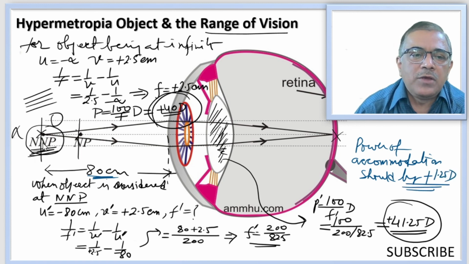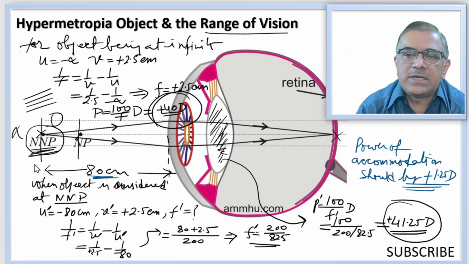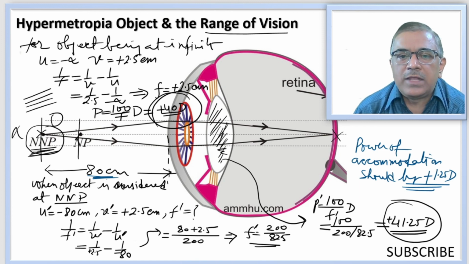And if the new near point is different, if I take 160 centimeter or 100 centimeter, automatically the power of accommodation will be different. All that depends on how much constriction these ciliary muscles can do once the person becomes hypermetropic.